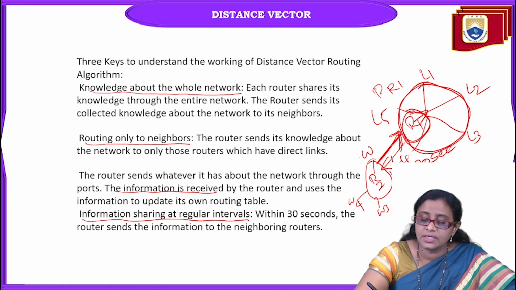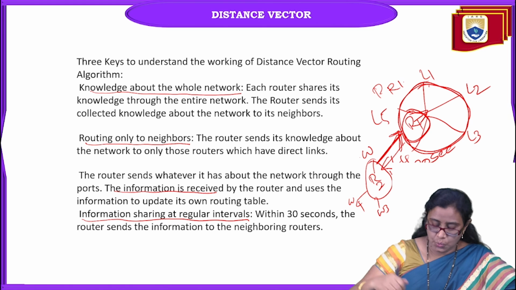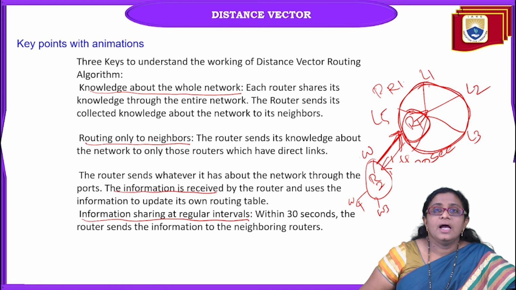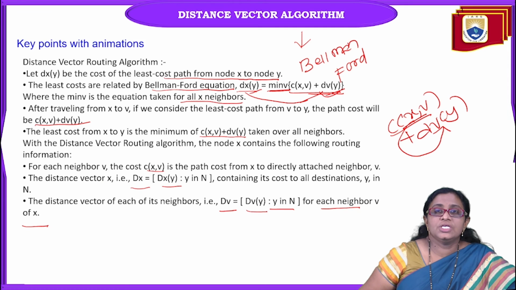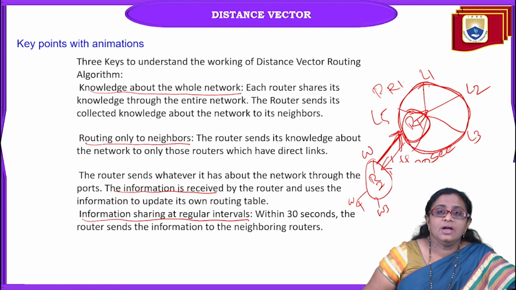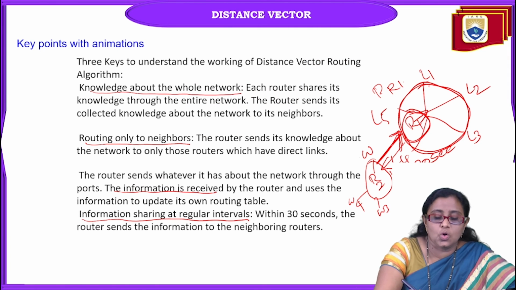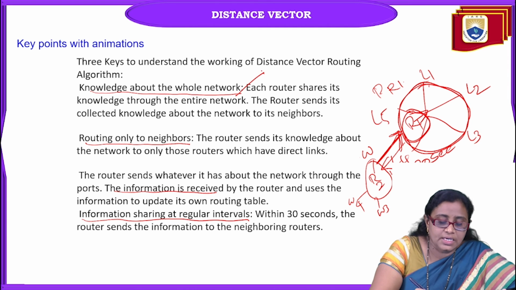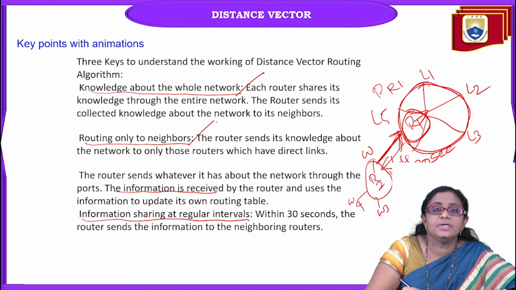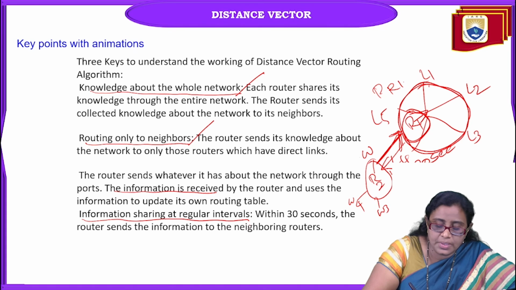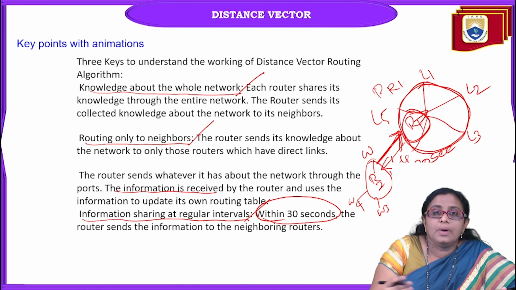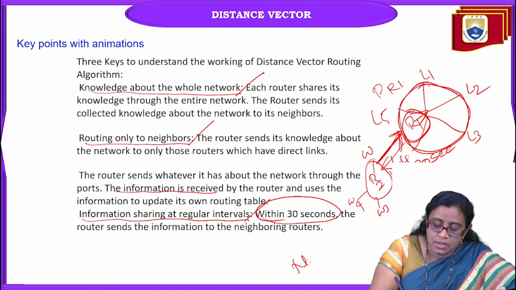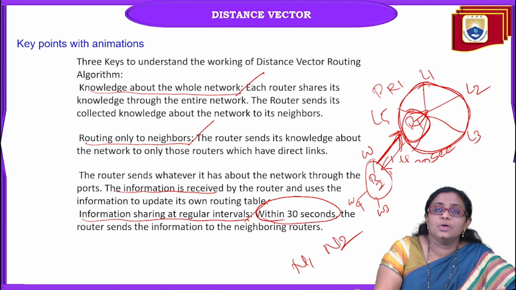Again, the three ways of understanding the working of a distance vector algorithm are the knowledge about the whole network, the routing to the neighbors, and the information sharing about the network with the neighbors. The first one is knowledge about the whole network, second is routing only to the neighbors, and third is information sharing at regular intervals with a period of 30 seconds from one neighboring router to another neighboring router.